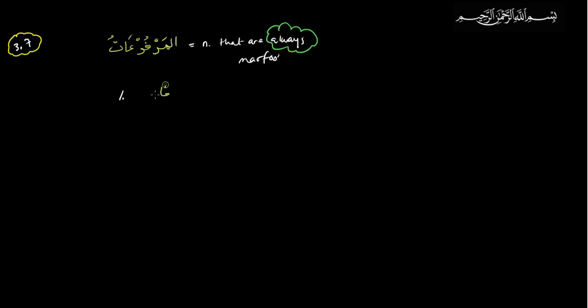So fa'il, fa'ilun, is always marfu. And then the second category, na'ib al-fa'il, which we have not yet talked about. So we're going to learn about what this is. I'm looking forward to this because I've always heard this. Na'ib al-fa'il, a mudaf ilayh construction. And then number 3 and number 4.